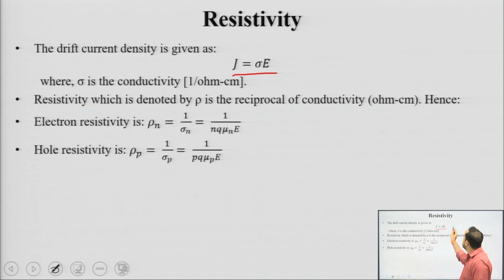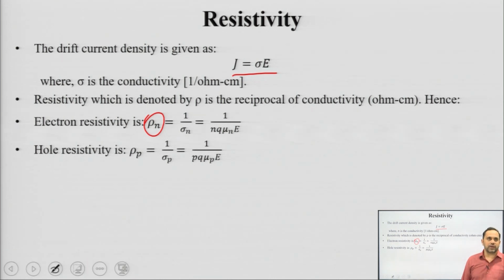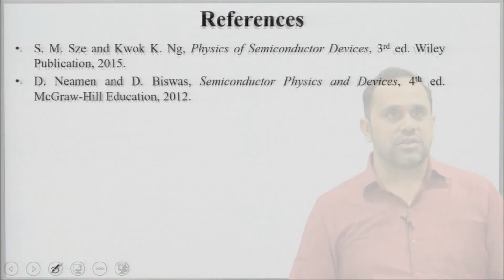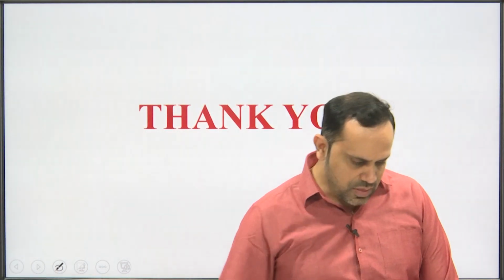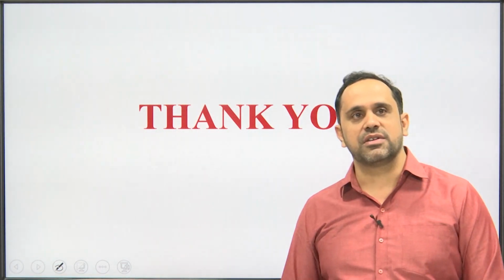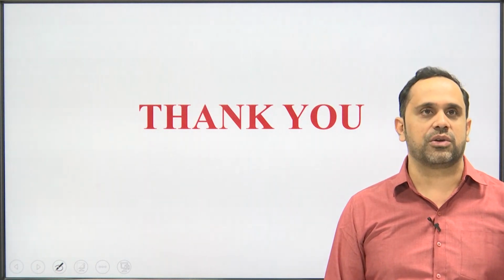A small topic here which is related to resistivity, which is nothing but the reciprocal of conductivity. These are some of the references which you can refer to for this lecture. And with this we come to the end of today's lecture. We have started the topic of carrier transport and we have discussed the topic of drift current density for both electrons as well as holes.